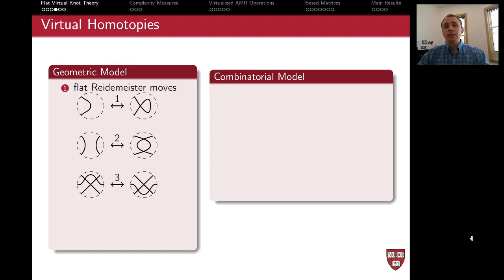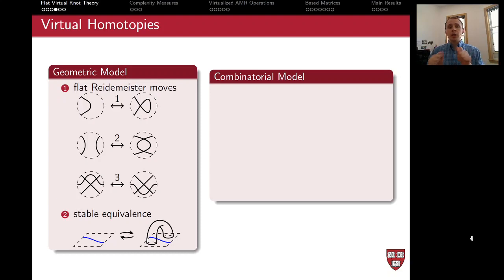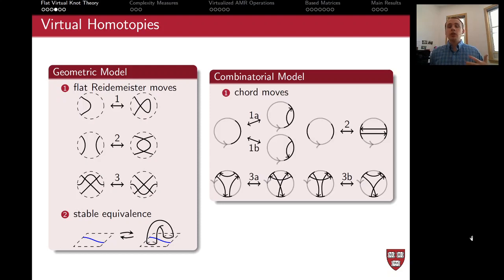Instead, what we need to be able to do is change the surface. So we have to allow for stable equivalence where we add or remove empty handles that are disconnected from the curves on the surface. And now if you wander around using flat Reidemeister moves and stabilizations and destabilizations, you've got the correct object. And on the combinatorial side, you get a collection of chord moves. So the type 1 chord moves represent the different Reidemeister 1 moves you could perform.